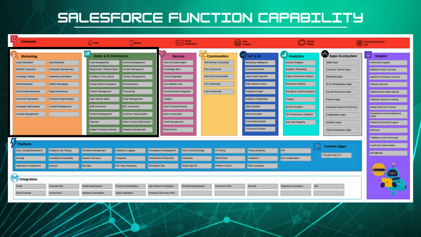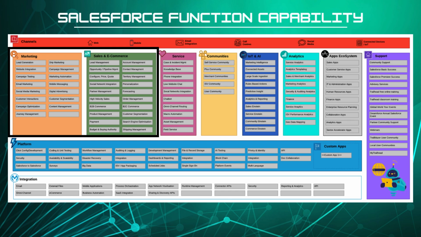Configure, Price, Quote, CPQ. Manages the complexity of bundling products with various configurations. For instance, in building a computer, CPQ manages compatible components and applies any bundled deals. Social network integration allows for monitoring social media activity and responding to it. Partner management and high-velocity sales. Support for managing partner relationships and rapid sales cycles.